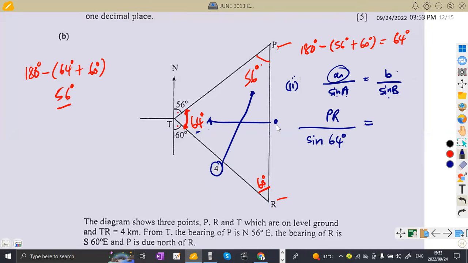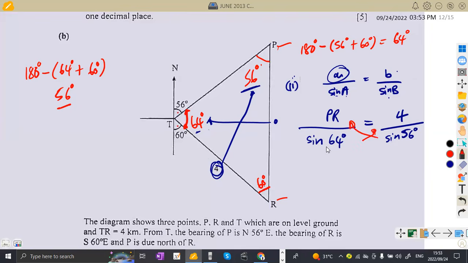So b is what you're given, which is complete now. The 4, which corresponds with 56. So it's 4 over sine 56 degrees. So how do I solve for PR? Yes, I can cross multiply this and that. It's fine, we can do that.